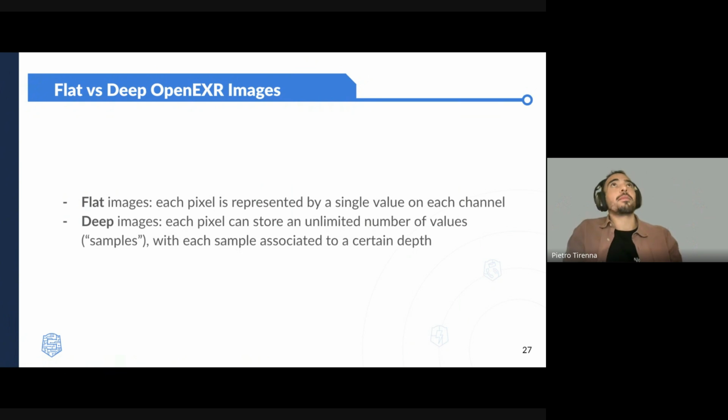Flat images are images where for each channel, each pixel has a single value. Imagine an RGB image. We will have one value for each pixel: one value for R, one value for G, one value for B. Deep images instead are meant to represent 3-dimensional images. So for each channel, each pixel can have an unlimited number of values, and each value will be associated to a certain depth of distance from the viewer.